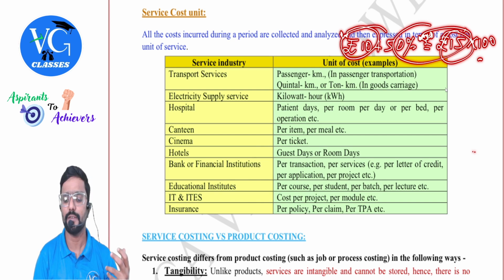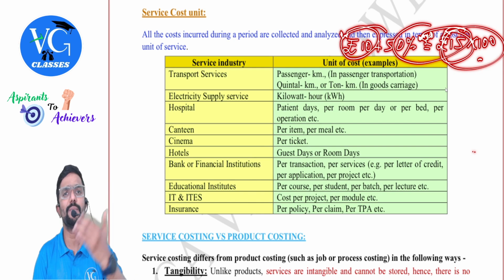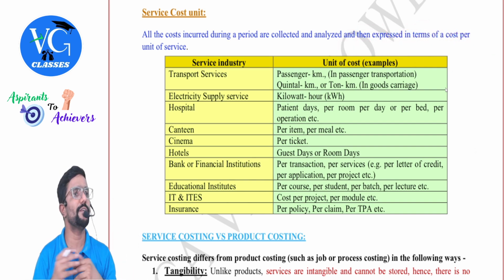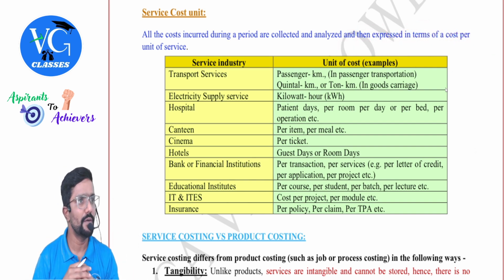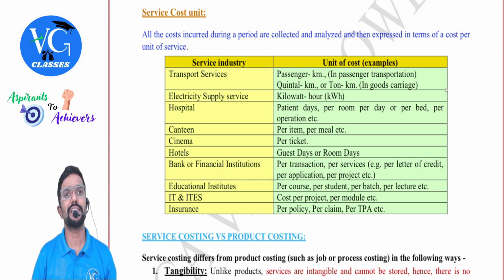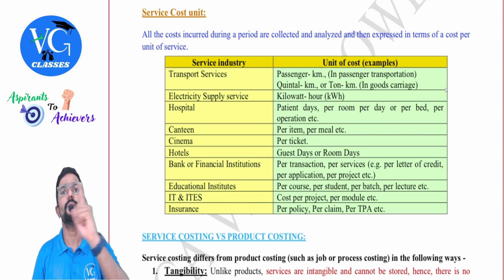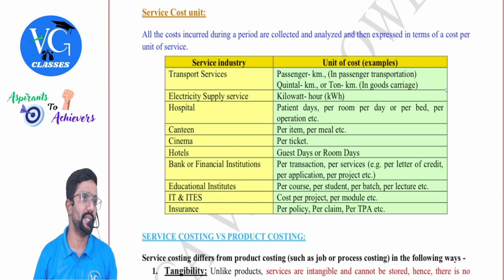100 kilometers means 15 into 100. Assume another person gets into my bus and asks for a ticket which is 50 kilometers away from here. So how much will I charge? 15 into 50. Same way for goods transportation, it would be ton kilometer or quintal kilometer. Clear? Means to carry 1 ton for 1 kilometer, what is the cost we are incurring?